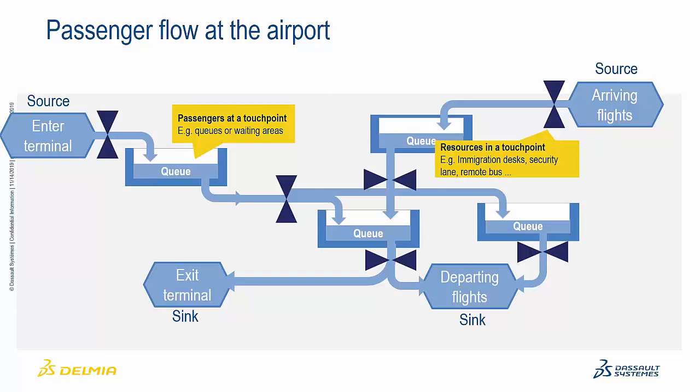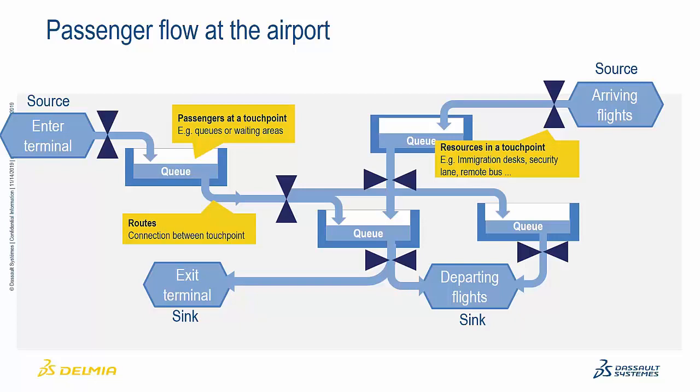And the process is being controlled by the taps, and in this case are the resources in a certain touch point. So when we talk about the security area, the taps are the security lanes, and the more lanes I open, the faster the throughput of passengers to the next resource.